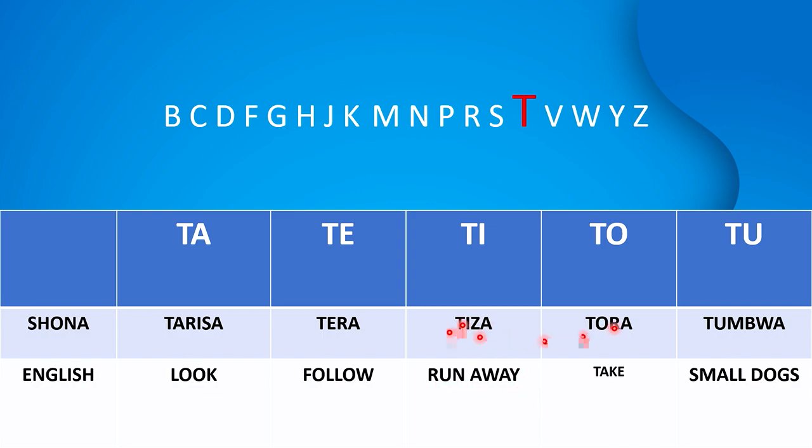For to, we've got tora, tora. That's take. Tora. For tu, we've got tumbwa, tumbwa. That's like small dogs. Tumbwa. So ta, tarisa, te, tera, ti, teaser, to, tora, tu, tumbwa. And this brings us to the end of this video.